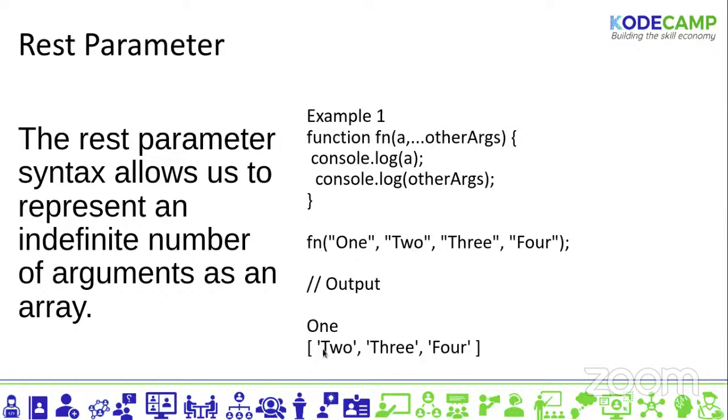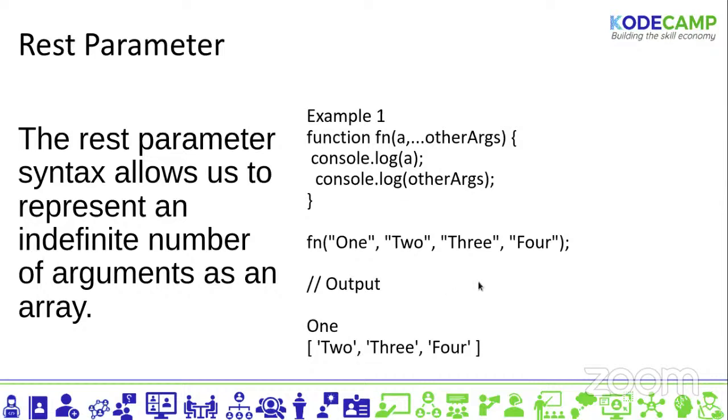Looking at this, we see that it's an array, which means you can loop through otherArgs and get the value of what you want. For example, 3 has the index of 1, 4 has the index of 2, and 2 has the index of 0. So you can loop through this, you can get the values.